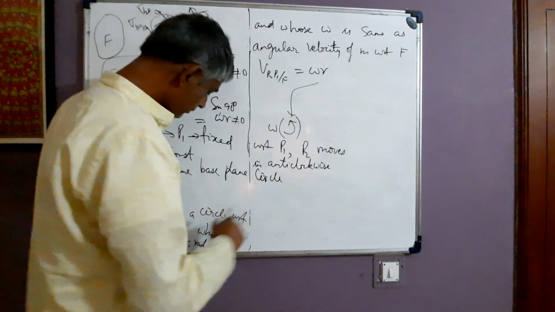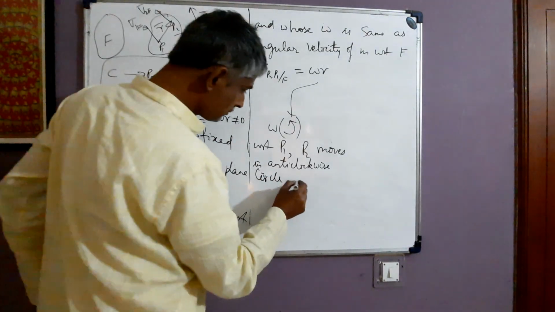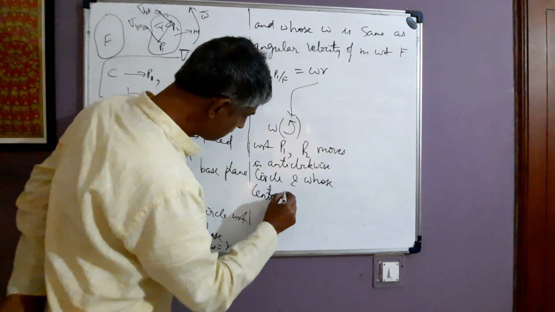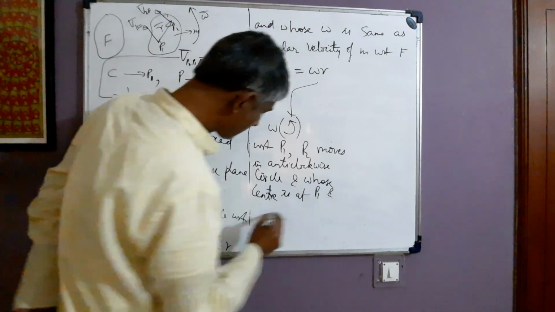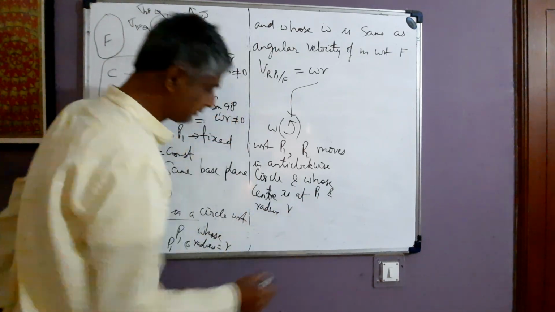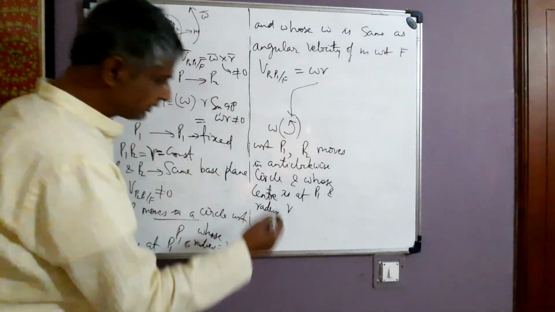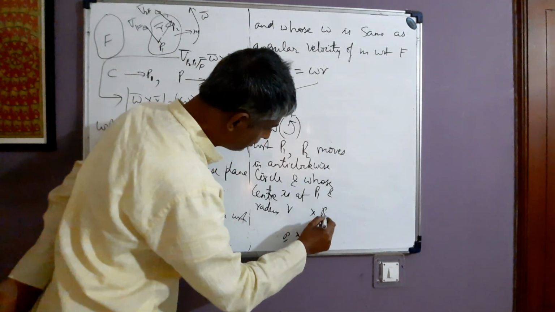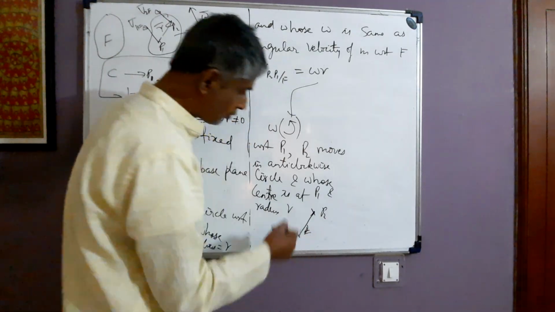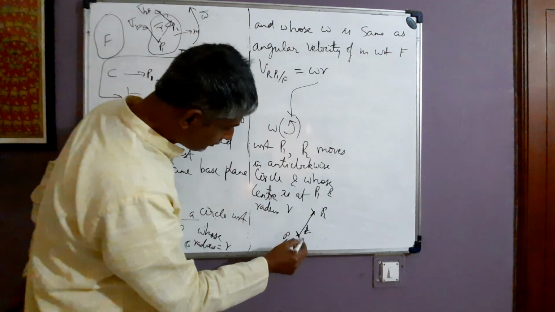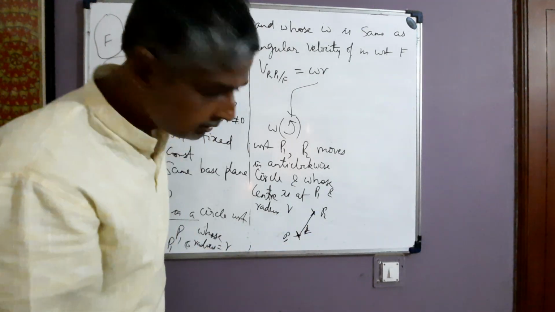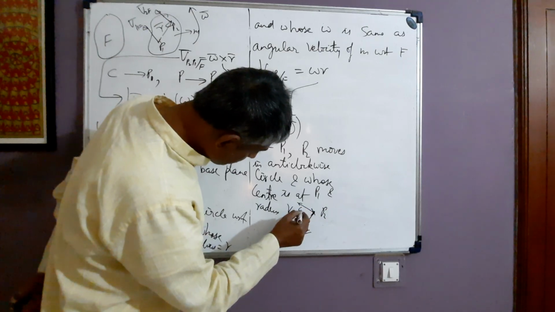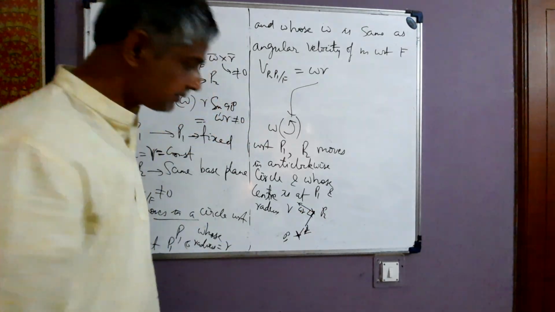Okay, and this is common here, and whose center is at P1 and radius R. So what action will we take? This action we will draw here. This is P1, this is P2, this is radius R. The sense of omega is anti-clockwise. So with respect to P1, P2 moves in an anti-clockwise circle whose center is at P1 and radius R. So in this, what speed will we give to P2? Omega R, at right angles to this radius.